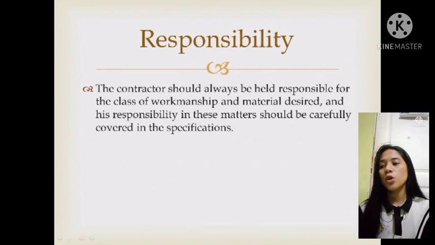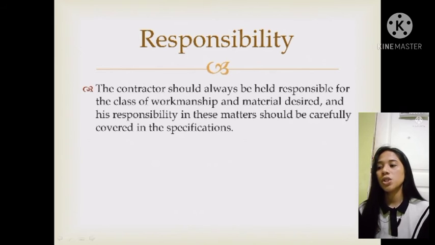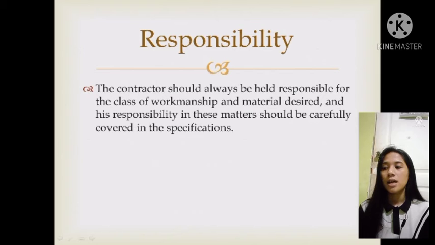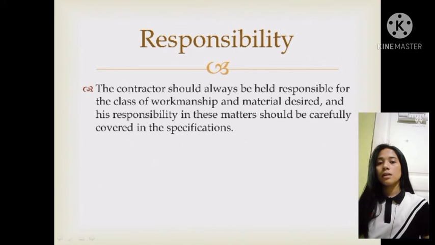The contractor should always be held responsible for the class of workmanship and material desired, and his responsibility in these matters should be carefully covered in the specification. In short, the contractor is responsible for everything.